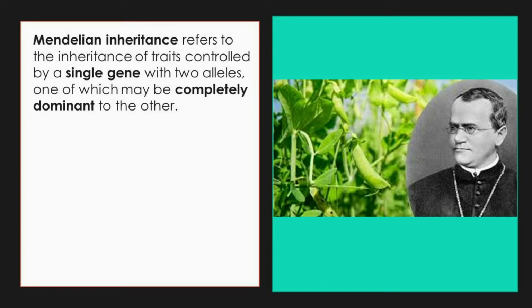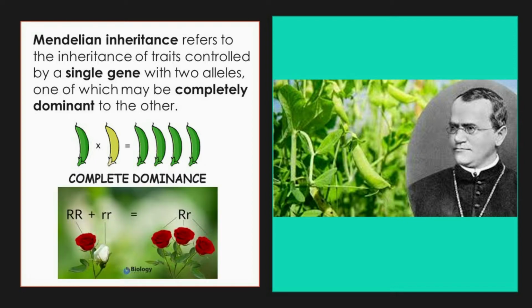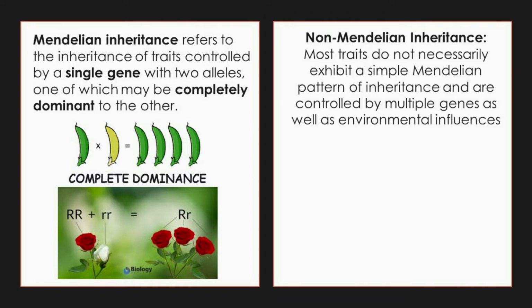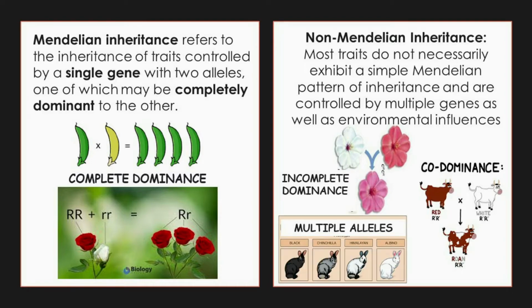Gregor Mendel proposed that traits are always controlled by a single gene with two alleles, and one of them is dominant over the other. However, modern studies have revealed that most traits do not necessarily exhibit a simple Mendelian pattern of inheritance and are controlled by multiple genes as well as environmental influences. Non-Mendelian patterns of inheritance include incomplete dominance, codominance, and multiple alleles.